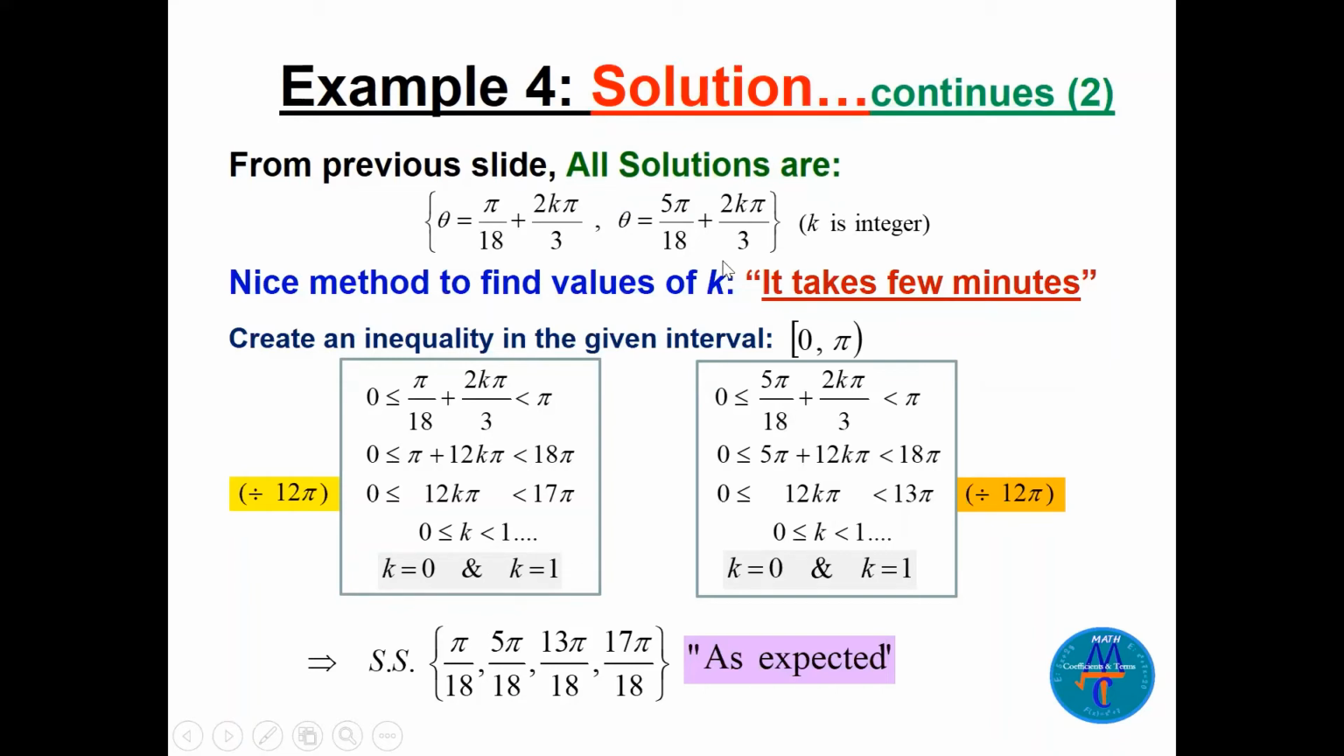Also, the same thing for the second theta, 5 pi over 18 plus 2 pi k over 3, between 0 closed and pi open. I simplify here and solve the inequality. I will get k between 0 and 1 point something. I need integers, remember? So k will be 0 and 1. That's another way. After that, you take k equals 0, k equals 1. You replace them here, and then you find the solution as expected.